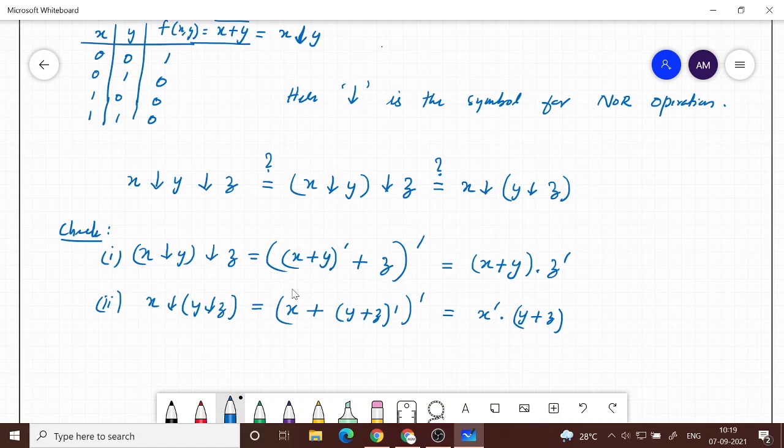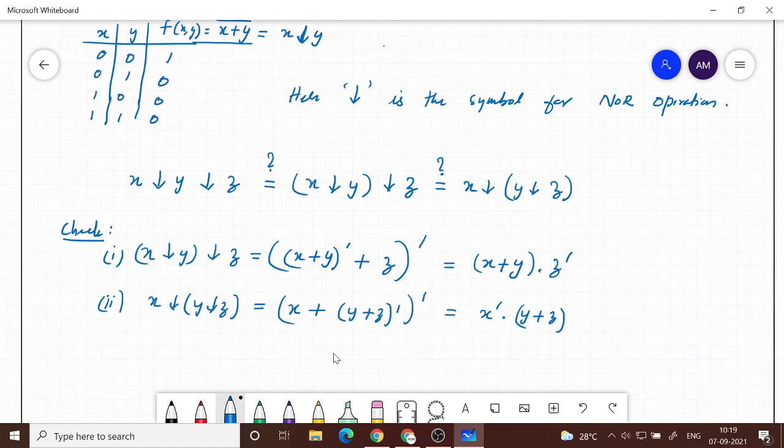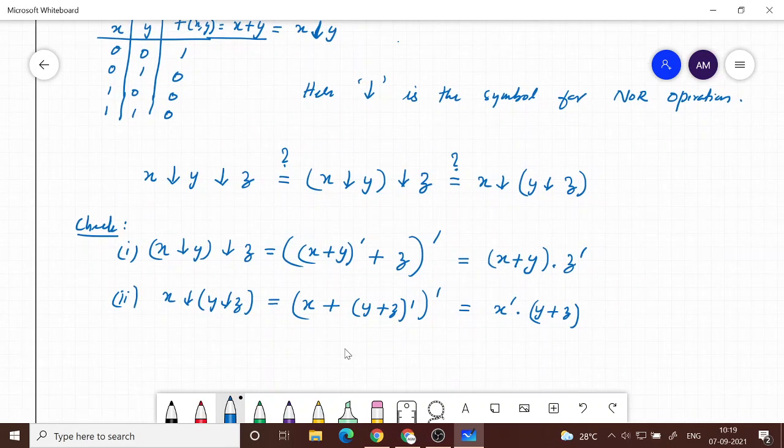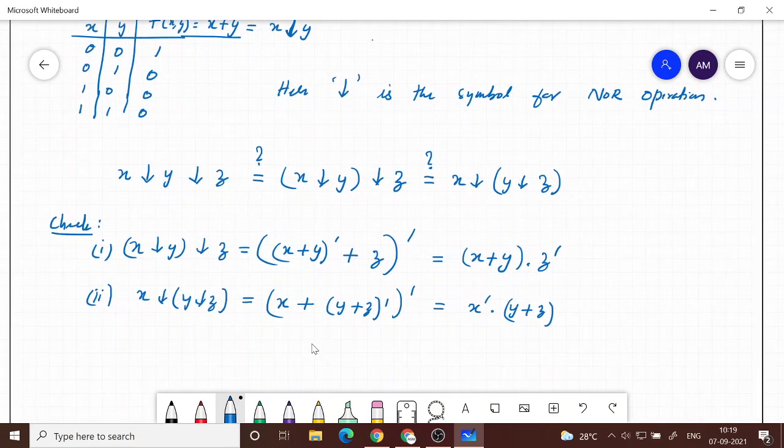First one is x plus y dot z complement, and this one is x complement dot y plus z. So they are not the same function, they are different functions, and therefore if you try to do something like this, you will get the wrong result. Okay, it depends upon what you do first.